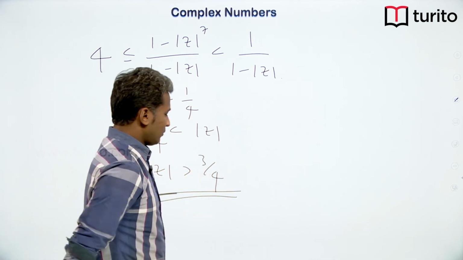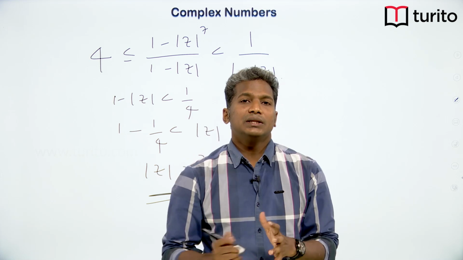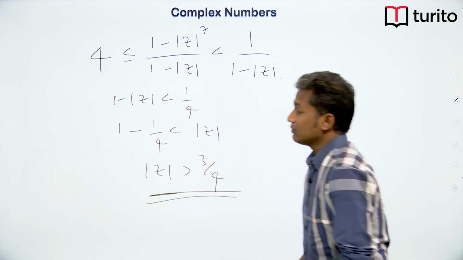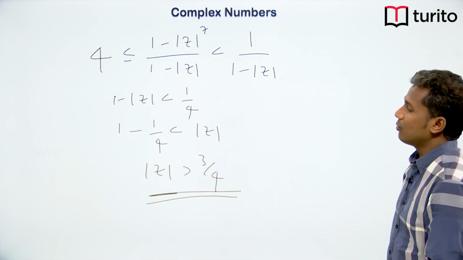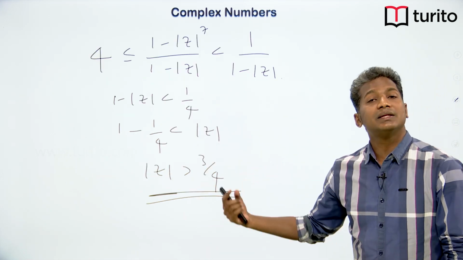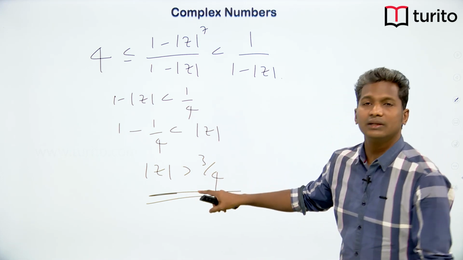So, here we got the relation that even in the case when mod z is less than 1, even in that case mod z cannot be less than 3 by 4; mod z has to be greater than 3 by 4.